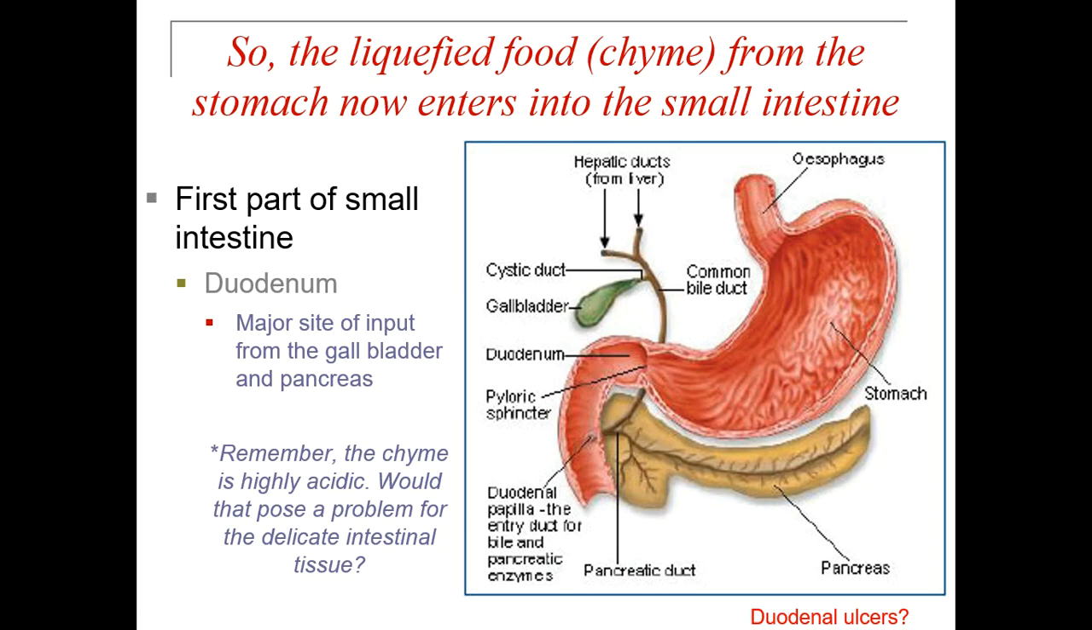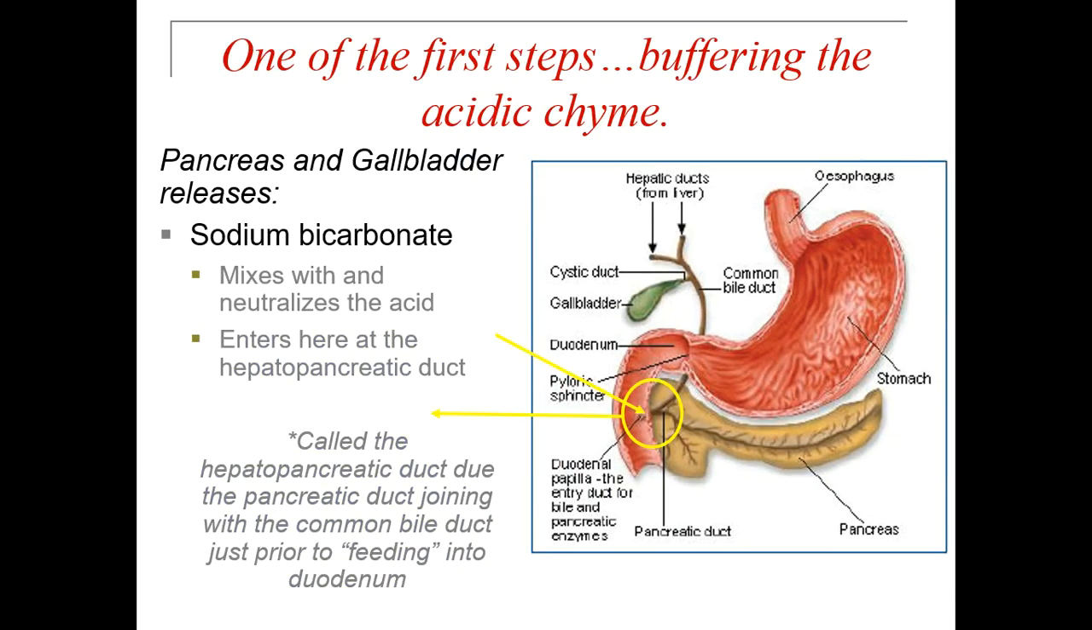So one of the first things that has to happen is, remember the chyme, the acidic slurry of food that's in the stomach. It's no longer called food, it's called chyme. Once that dumps down into the duodenum, this acidic slurry is highly, highly acidic. The duodenum, or even just the intestines themselves, are very delicate tissue, so we have to have some way to counteract this acidity. And we do. There's a couple different ways.